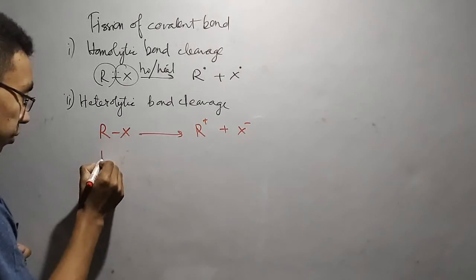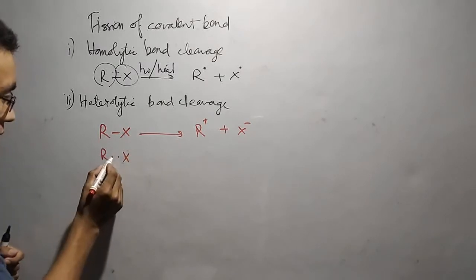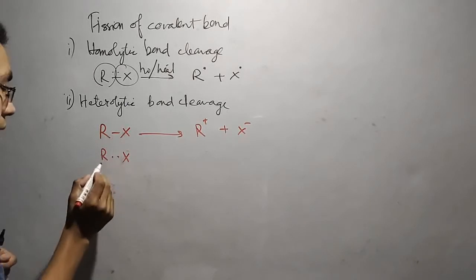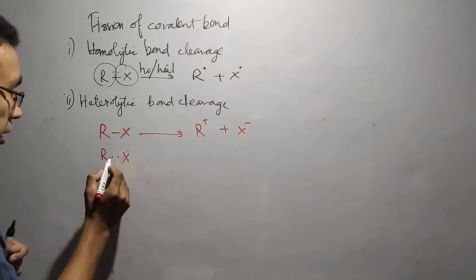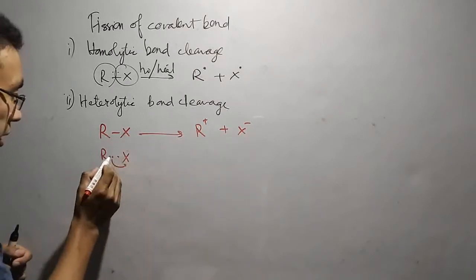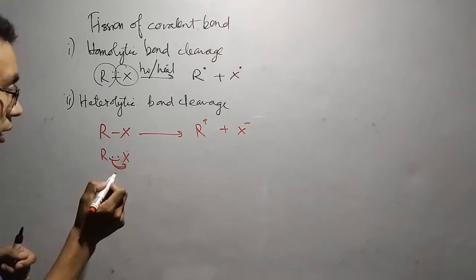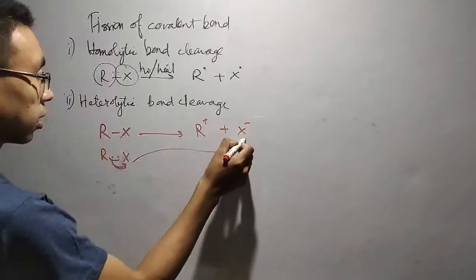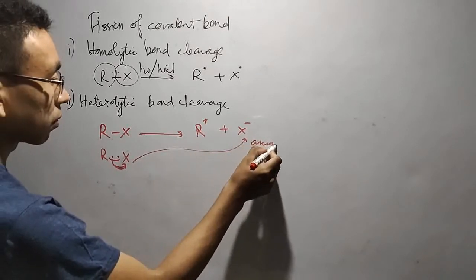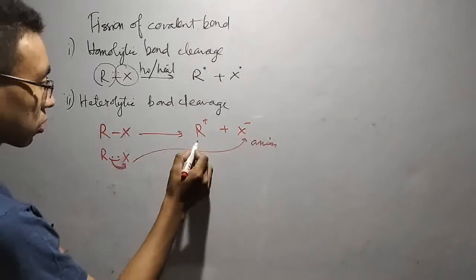See, the shared electrons R dot and dot X. These are the shared electrons. The other electrons I'm not showing. Now these shared electrons go to one of the atoms. In this case, both the electrons go to the X atom, and therefore the X atom will bear a negative charge, that is called anion, and R will bear a plus charge, that is called cation.